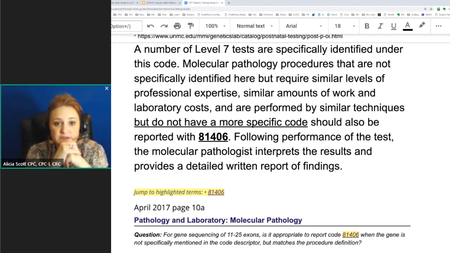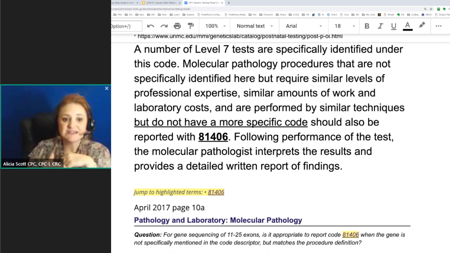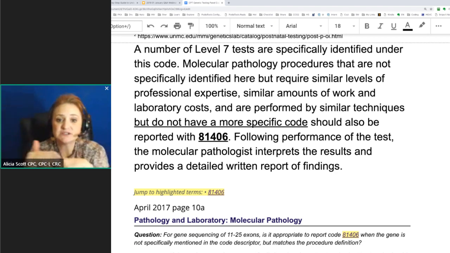Okay, ultimately, these are set up in level tests, and this is a level 7 test. The level 7 test for molecular pathology, what I've underlined: if you don't have a more specific code, then you would code with 81406. But they used 81407. So I think what they need to use is 81406. And that code is in there.